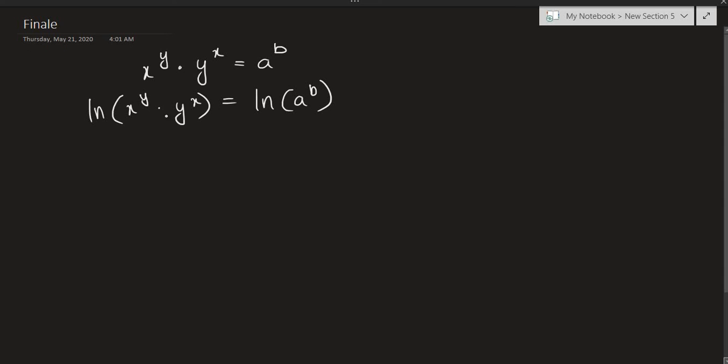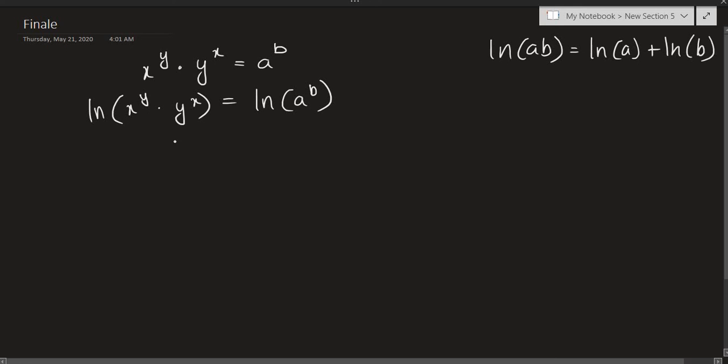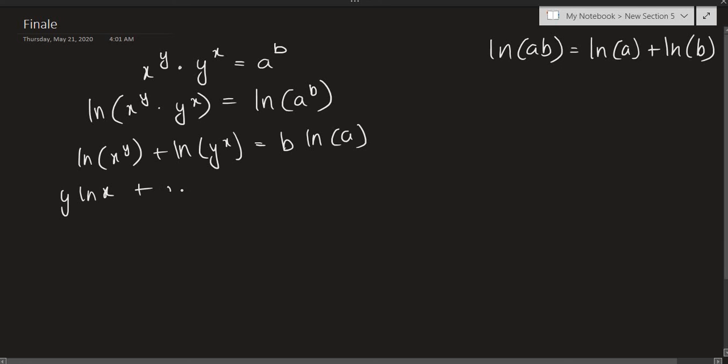We can split this up by the property of the natural log. Natural log of a times b is going to be the natural log of a plus the natural log of b. So the natural log of x to the power y plus natural log of y to the power x. This we can just write as b times natural log of a. We can write this as y times natural log of x plus x times natural log of y being equal to b times natural log of a.